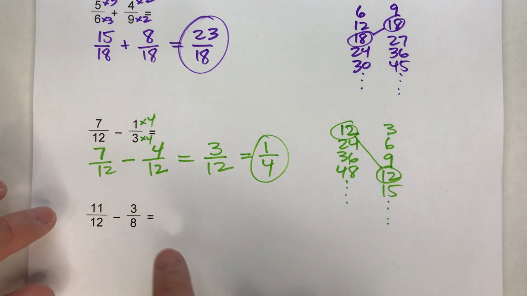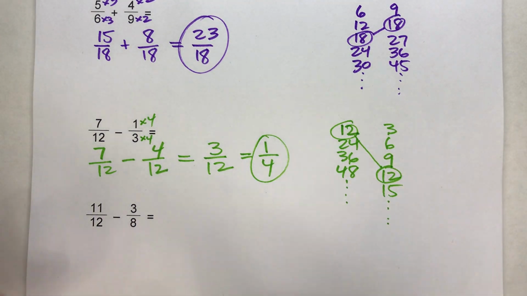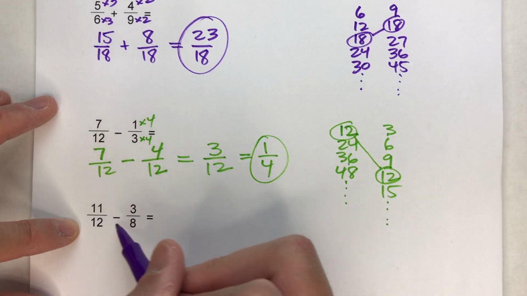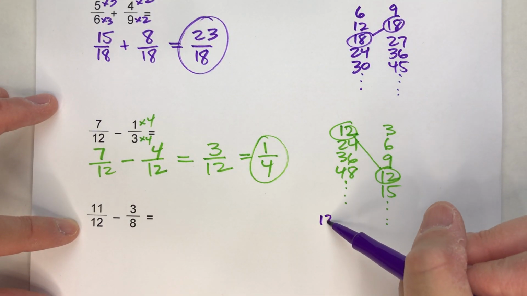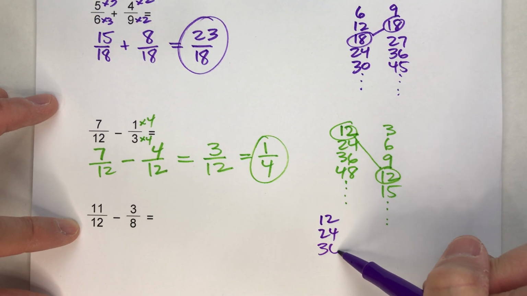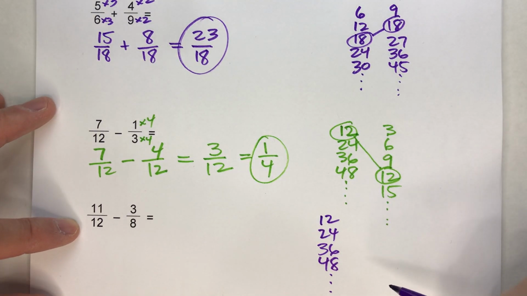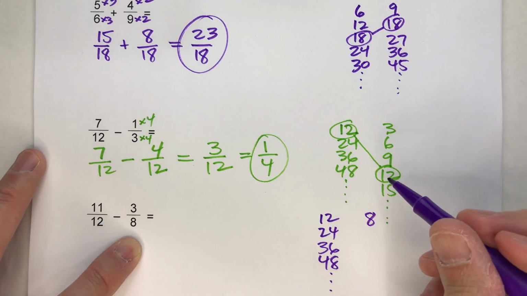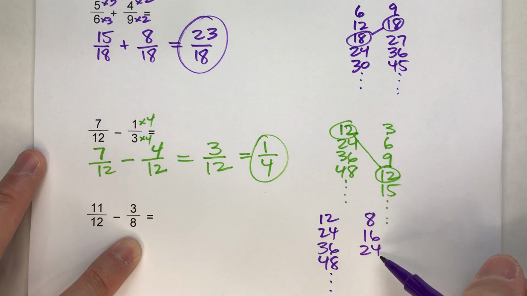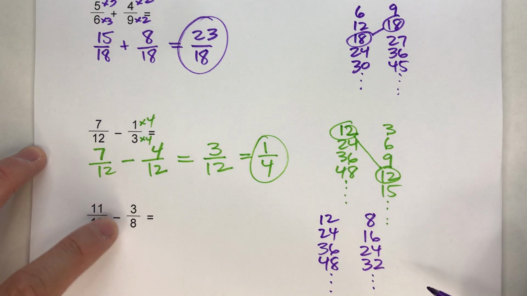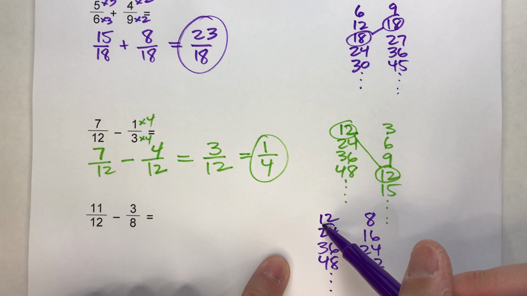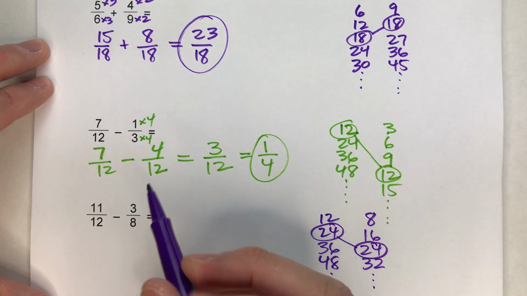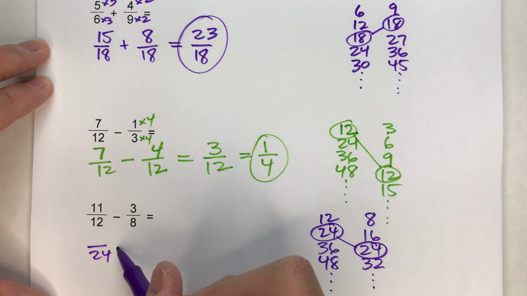All right, last one, subtraction, 11/12 minus 3/8. Again, we need a common denominator. So let's see if we can figure it out. I'm going to list out the multiples of 12 again. We did it before, but I'll rewrite them again over here. Now, the other denominator is 8, so I'm going to start listing out the multiples of 8. 8, 16, 24, 32. Do you see that common denominator? Right here. They both have 24 in common, so we're going to have to change these to 24ths.